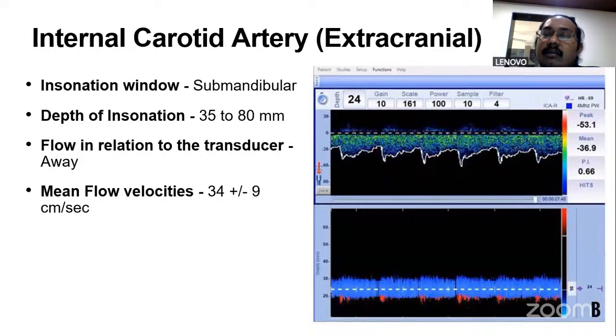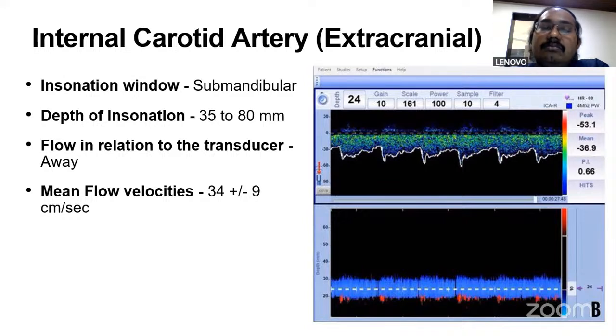Now we usually do not use the submandibular window routinely, but if a patient is having vasospasm and we would like to differentiate vasospasm from hyperemia, we would like to calculate the Lindegaard ratio. That is when we would like to use the submandibular window and try to insonate the extracranial portion of the internal carotid artery. So we get the mean flow velocities from the middle cerebral artery of the same side and the mean flow velocities of the extracranial part of the internal carotid artery. We divide them and we get the Lindegaard ratio.